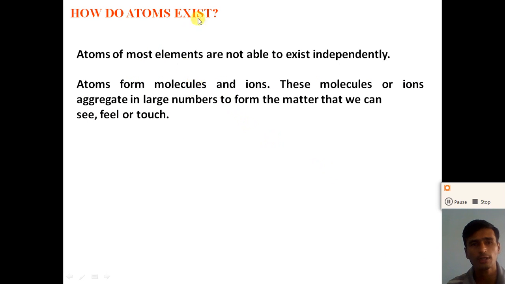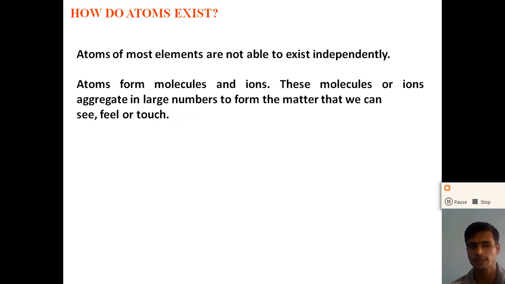Now, how does an atom exist? Atoms of most elements are not able to exist independently. Atoms form molecules and ions. These molecules or ions aggregate in large numbers to form the matter that we can see, feel or touch. All matter is made up of molecules or ions, and molecules and ions are made up of atoms.